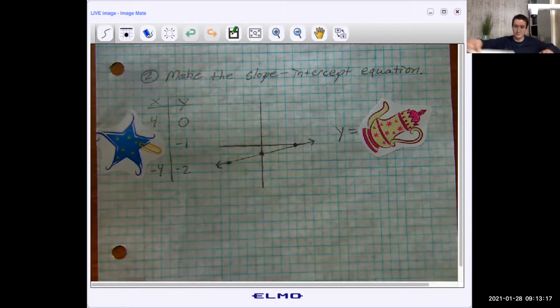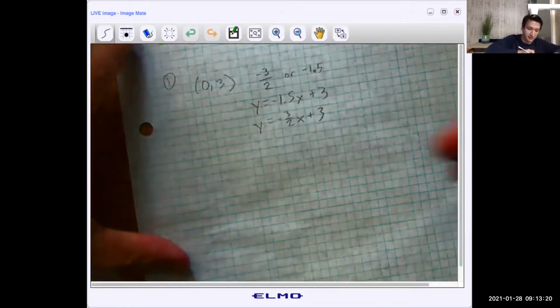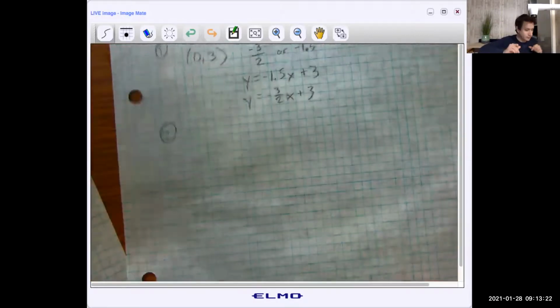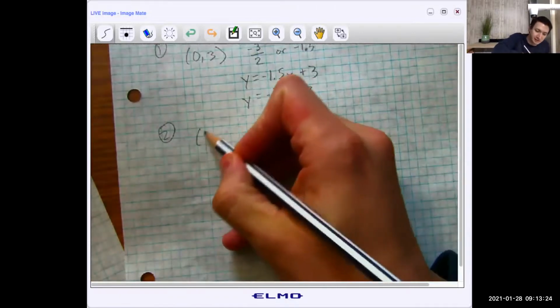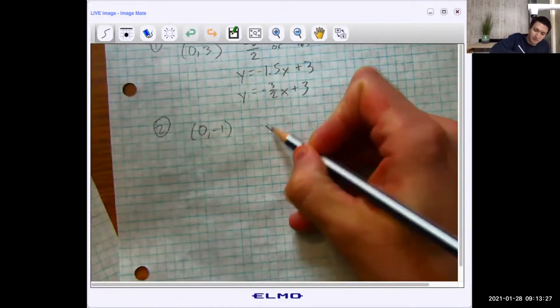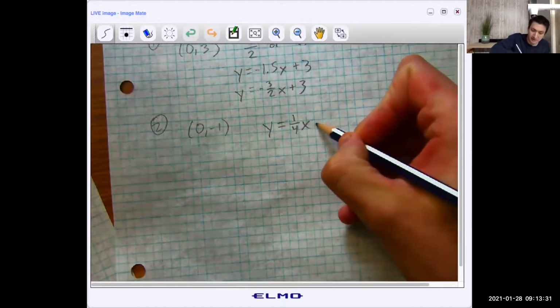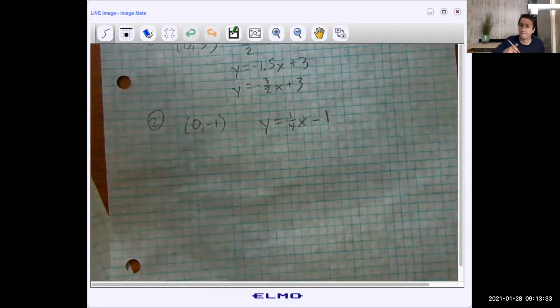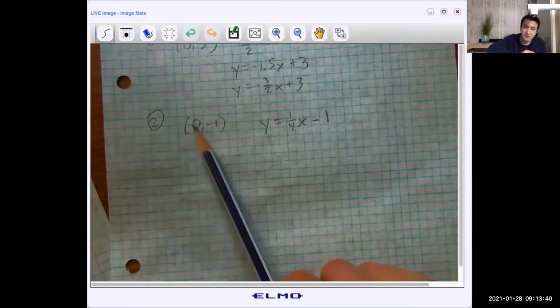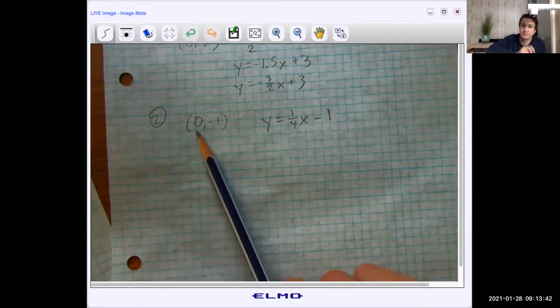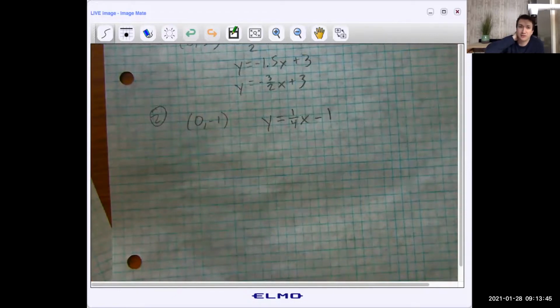So in our notes, we could write this for number 2. What was missing was that 0, -1. And our equation would be y equals 1/4x minus 1. So Georgia, this was the missing number right there, the 0. Okay, questions, comments, concerns, wonderings? This is helping a little bit, hopefully.